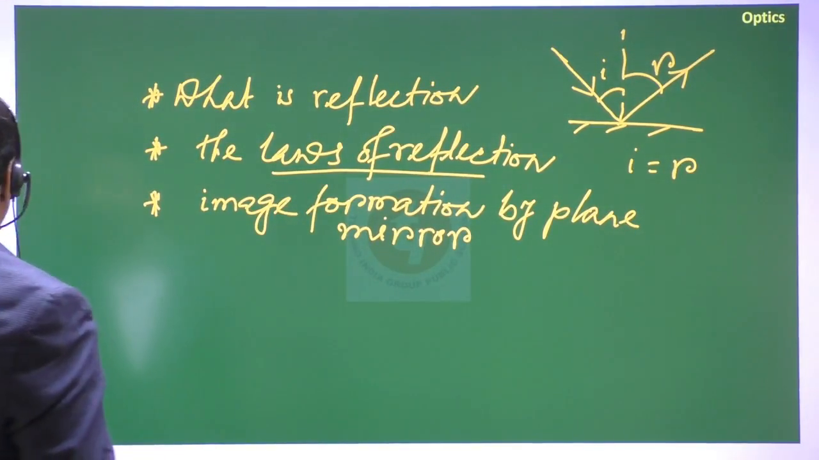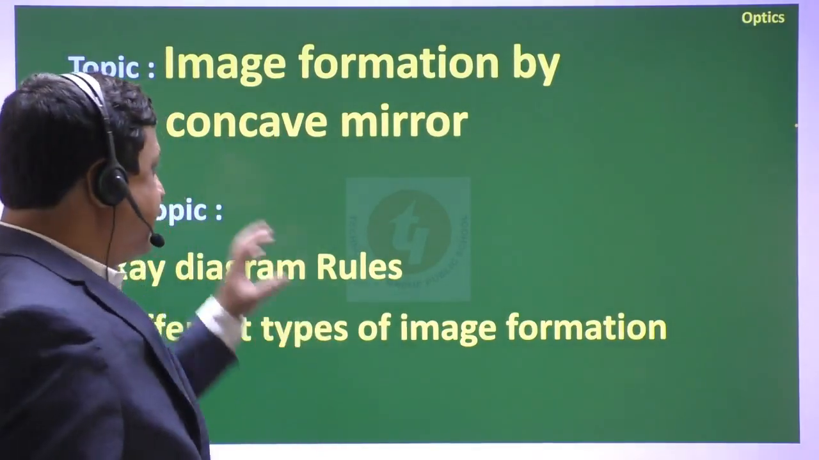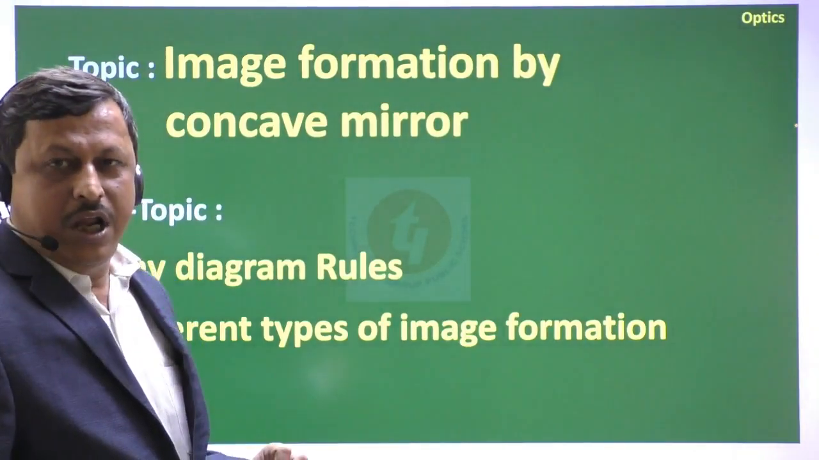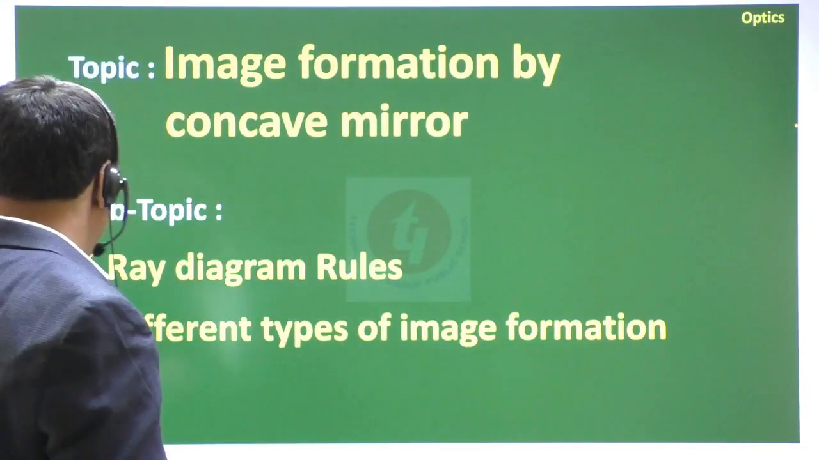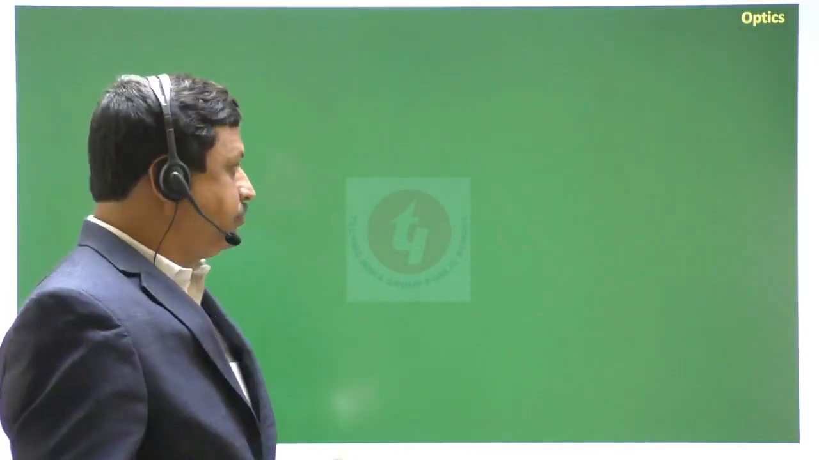Today we discuss the image formation by concave mirror. This is not a plane mirror, this is basically a curved mirror. And you know that curved mirrors are basically of two types. One is concave mirror and another is convex mirror. We will discuss the convex mirror in the next class. We only discuss the concave mirror today.